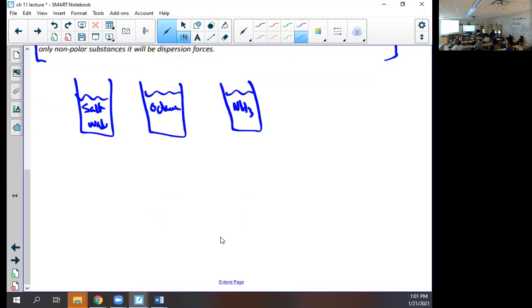Sure. Okay, so salt water, if we were asked all of them, every single one of these, I would say LDF, and then hydrogen bonding with NH3, right? All right, I can put hydrogen bonding. What's the middle one? Octane, that's just C8H18. It's gasoline, it's what we put in our cars. All right, let's stick with NH3.